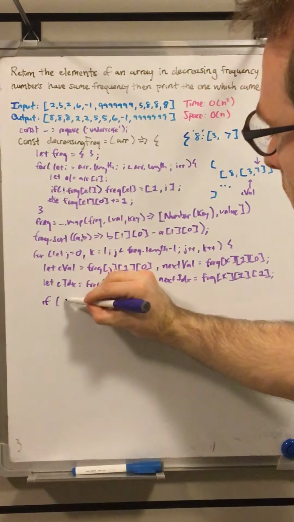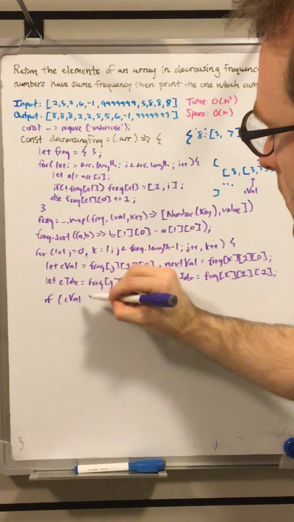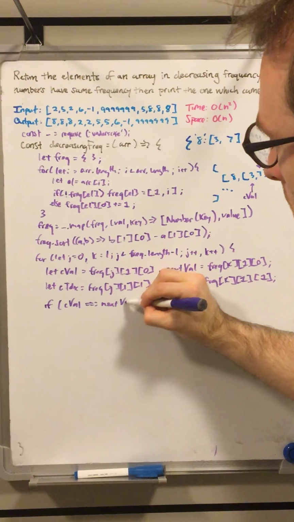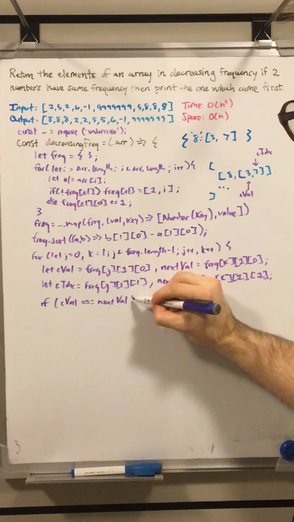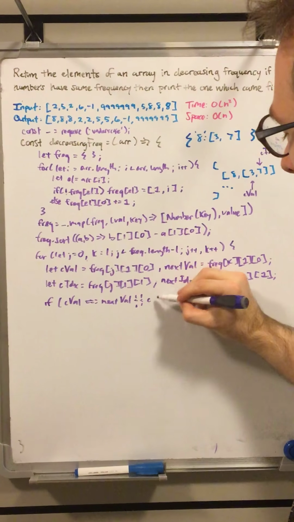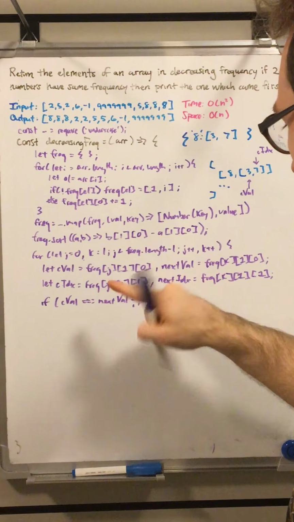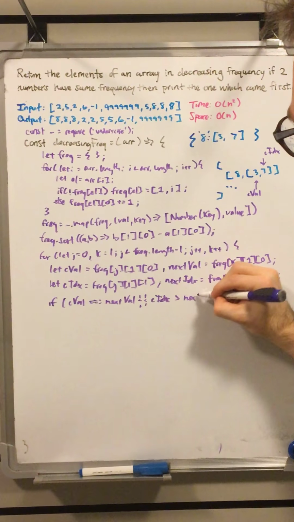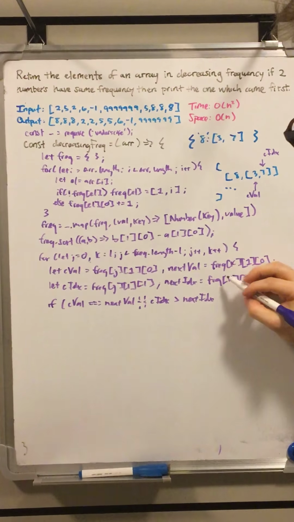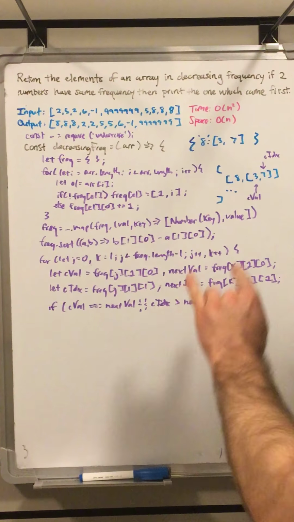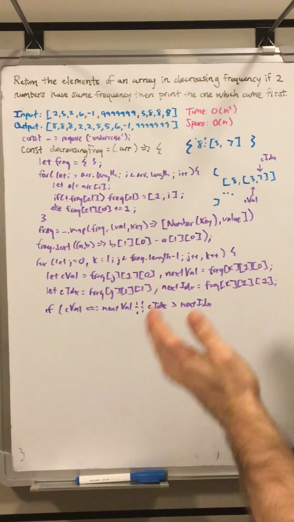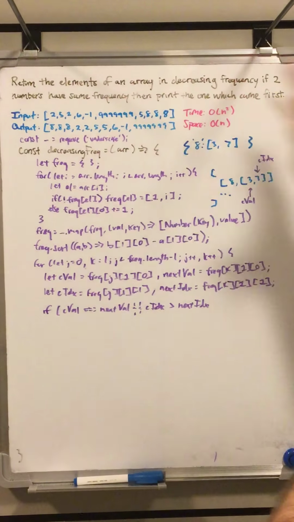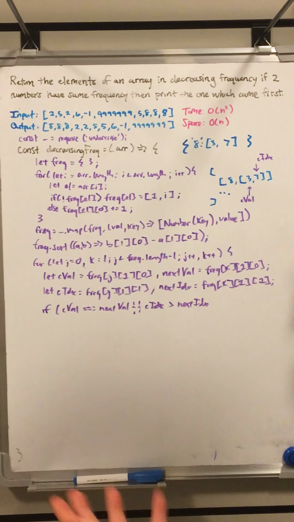So if the current val is equal to the next val, meaning they have the same frequency, and the current index is greater than the next index, then we know that the current element is in the wrong position. It should come after it. Since it has a greater index value, that means it came later in the array. It should therefore be switched.